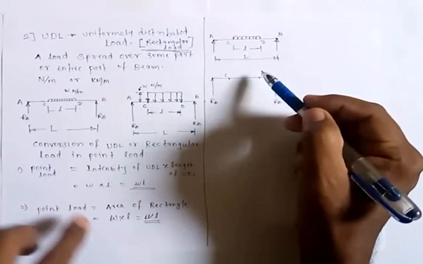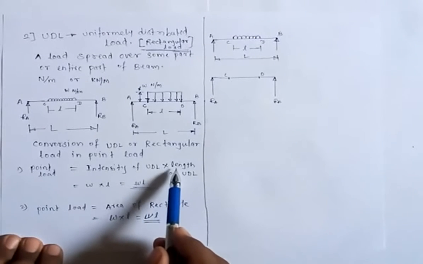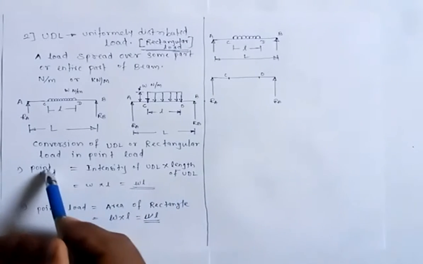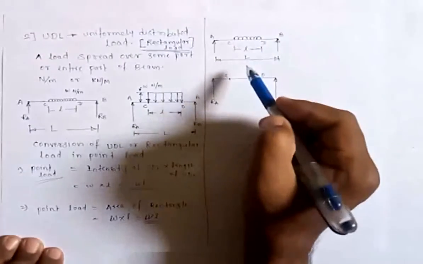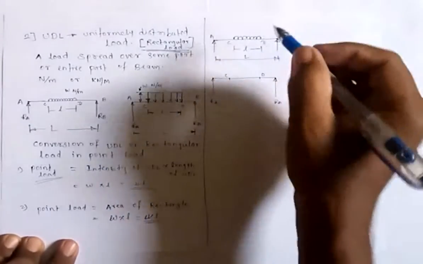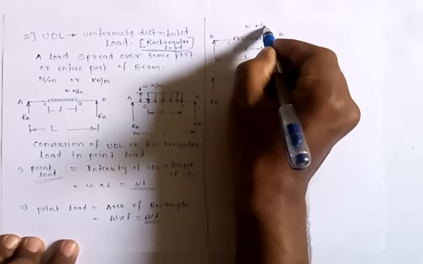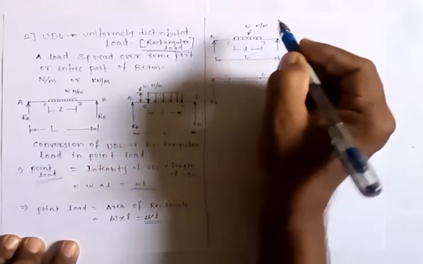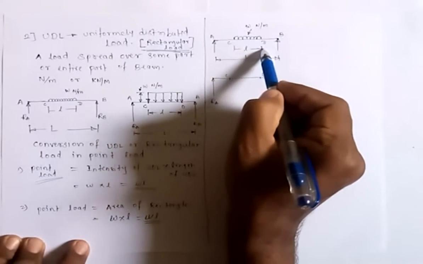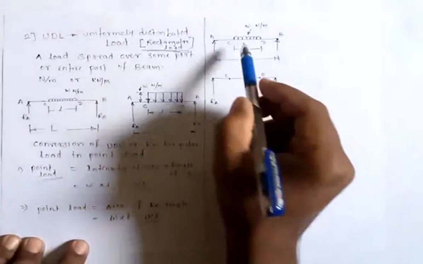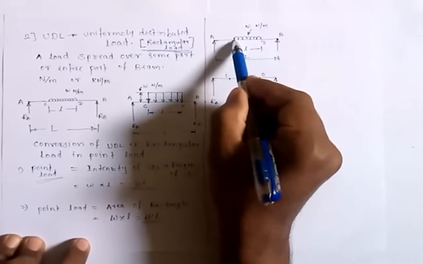Now we have already seen over here that the intensity of UDL when multiplied by length of UDL gives us the value of the point load. So this UDL can be converted into point load. For that we must know the intensity, so let it be W Newton per meter. Now how to convert this UDL into point load? W multiplied by length of UDL becomes WL, and it will act exactly between the two points, that is C and D.